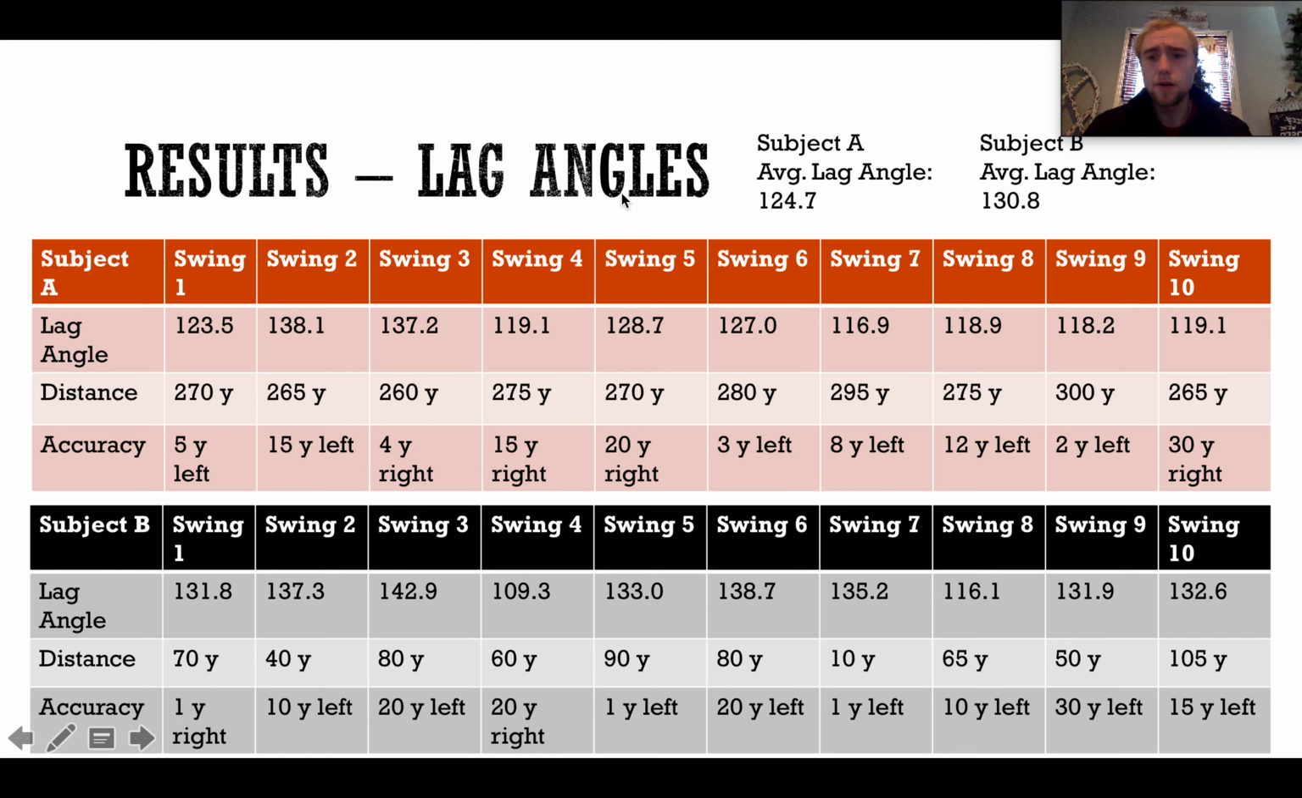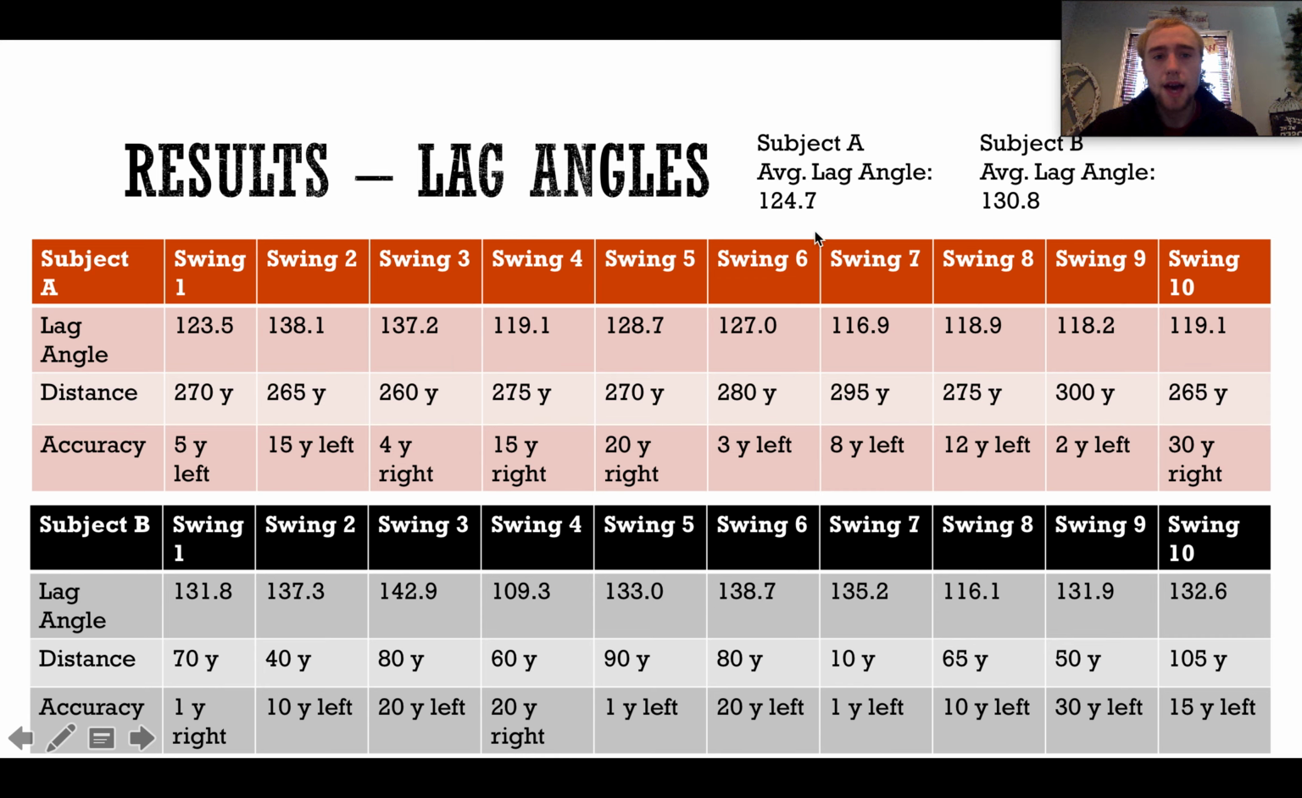His worst lag angle was the second swing. It was an angle of 138.1 degrees. And it was one of his, I wouldn't say it's his worst golf shot, but it was definitely one of the worst ones that he hit. It only went 265 yards, and it was 15 yards left of his target. So not an ideal golf shot here.